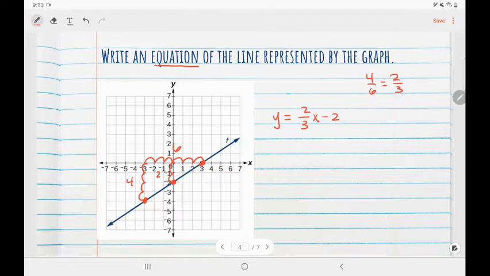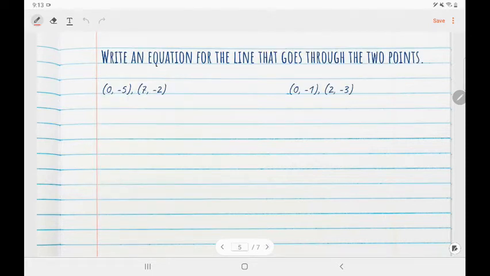Let's go ahead and look at 2 points. I'm going to write an equation that goes through 2 points. Now this time, I can't visually see my y-intercept, but this is my y-intercept. Remember at the beginning when I was talking about slope-intercept form, that when the x is 0, the y value is my y-intercept. So I could right now say y equals something x, and my y-intercept is -5, so -5.